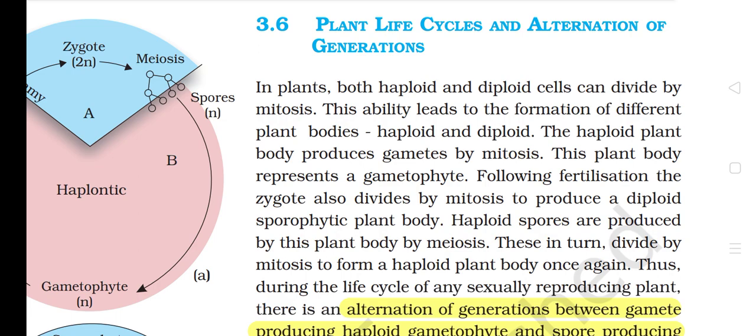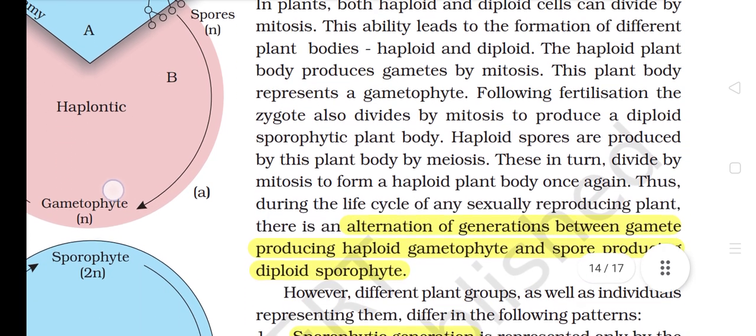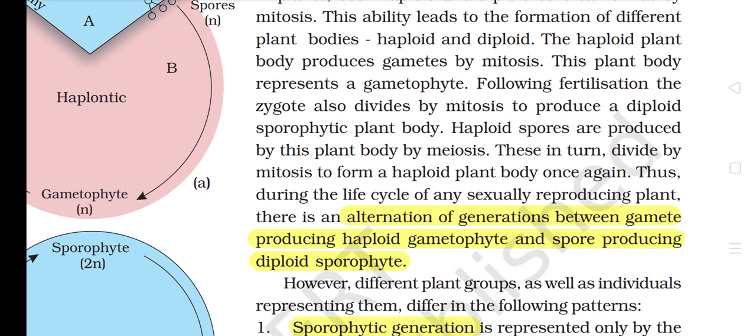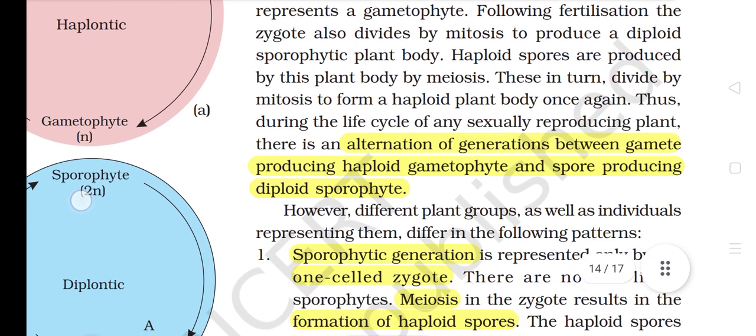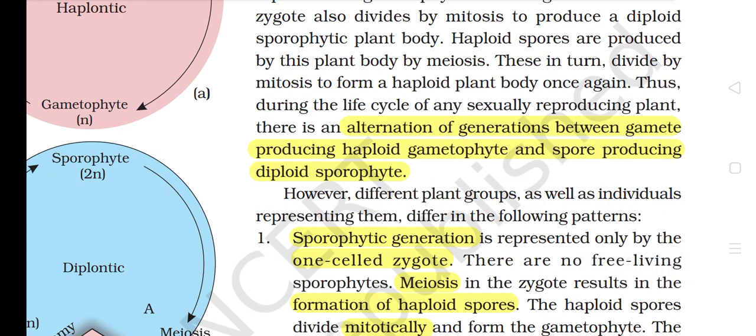The haploid plant body produces gametes by mitosis. This plant body represents a gametophyte. Following fertilization, the zygote also divides by mitosis to produce a diploid sporophytic plant body. Haploid spores are produced by this plant body by meiosis. These in turn divide by mitosis to form a haploid plant body once again.